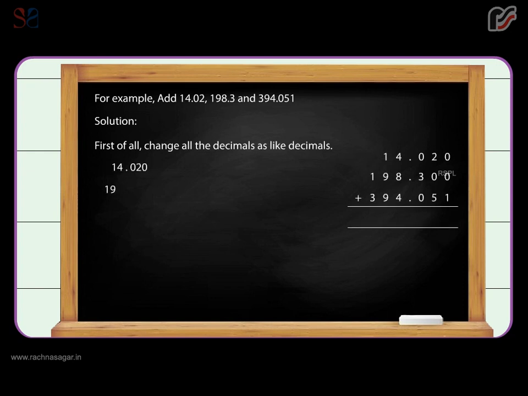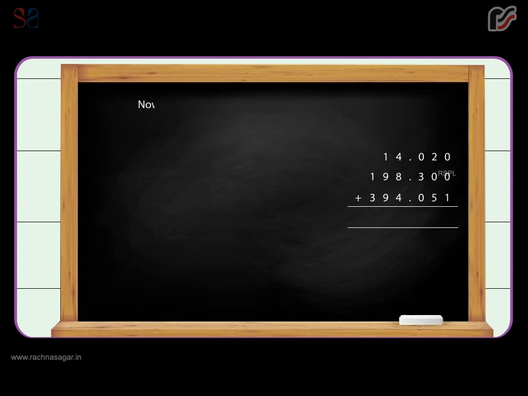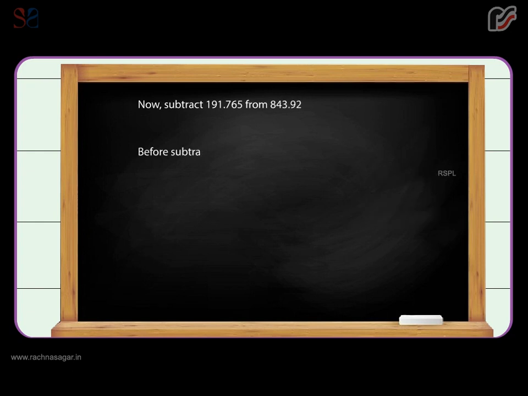Solution. First of all, change all the decimals as like decimals. 14.020 plus 198.300 plus 394.051 is equal to 606.371. Now subtract 191.765 from 843.92. Before subtraction, change all the decimals as like decimals. 843.920 minus 191.765 is equal to 652.155.